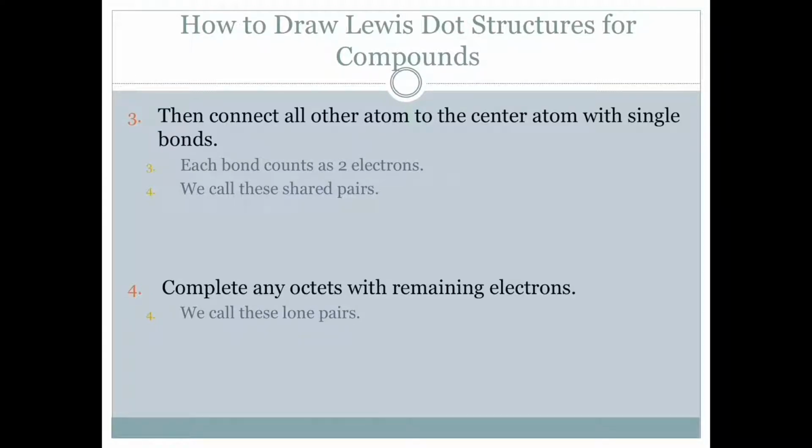And each of these single bonds counts as 2 electrons instead of 1 like with the dot. Because typically when we have a bond, that means each atom is sharing 1 electron to each other. And typically we call these bonds shared pairs because electrons prefer to come in pairs, which is why we also draw them the way we do.